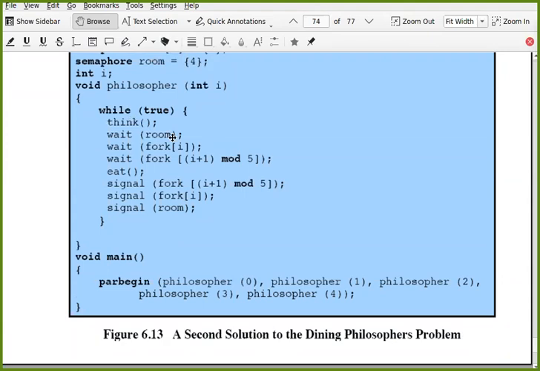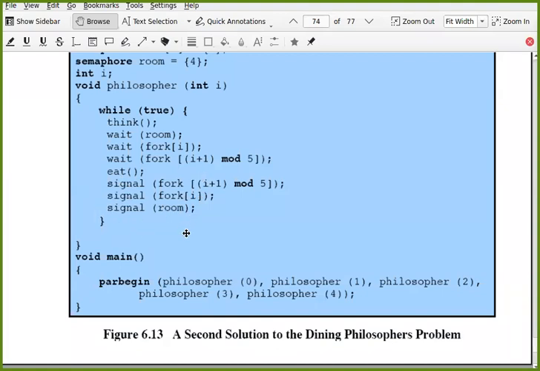So let's say all 5 philosophers want to eat, but only 4 of them can cross this particular point. Even if all those 4 have lifted their left fork, still one more fork is left. It is still there, and it can be acquired by one of the philosophers. And then they eat, then signal both the forks, and then signal the room.